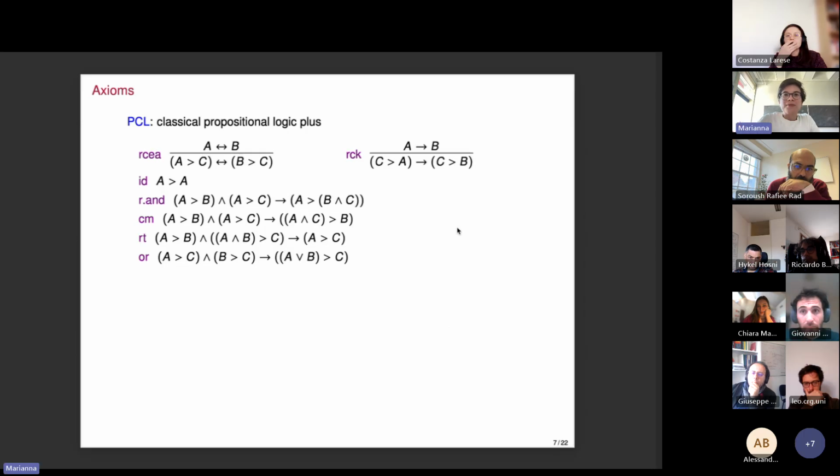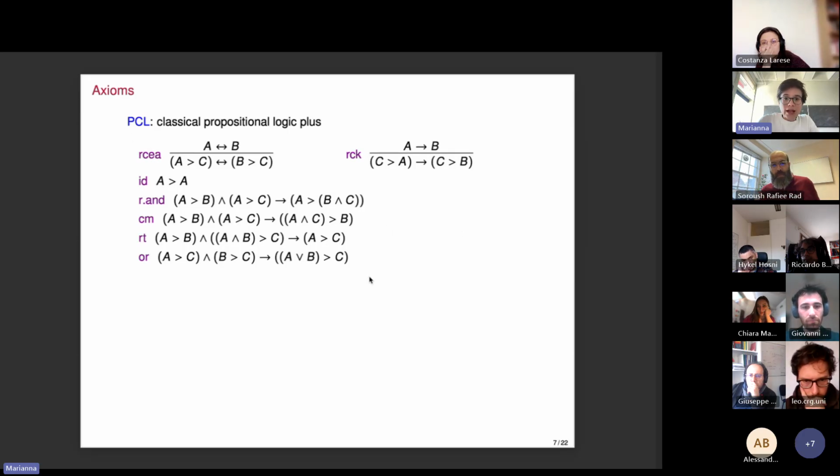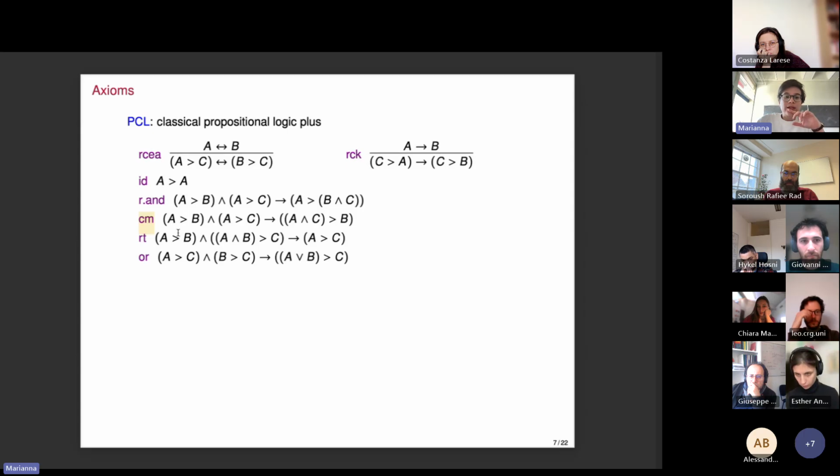Here I've put the axiomatization, just for reference. Mostly, I'm not really going to discuss it much. An axiomatization for PCL, the basic system, is defined by adding to classical propositional logic two inference rules and a number of axioms describing the behavior of the conditional. Maybe you can easily understand what happens in the cautious monotonicity axiom. This is a weakened form of monotonicity. If you have A conditional B, you are allowed to add the new information, but only if A conditional C also holds.